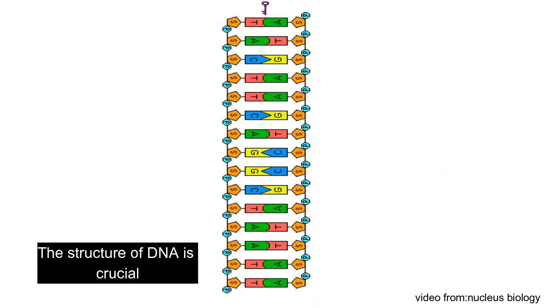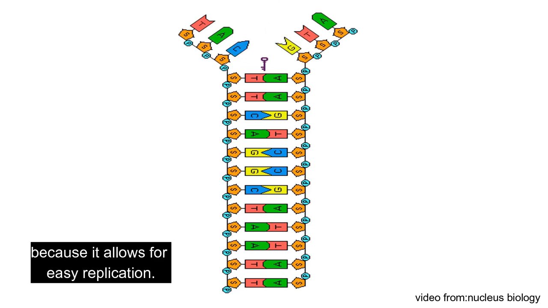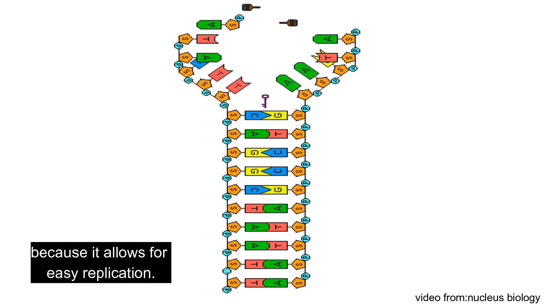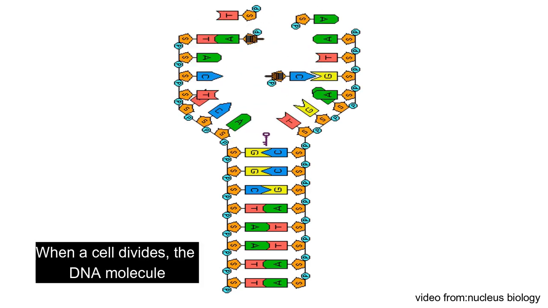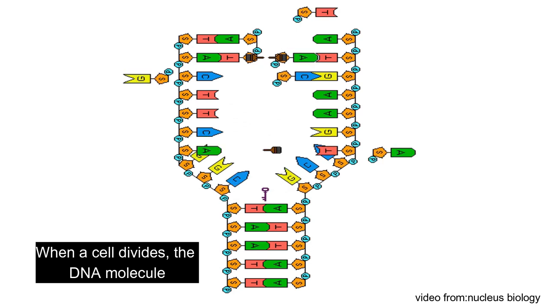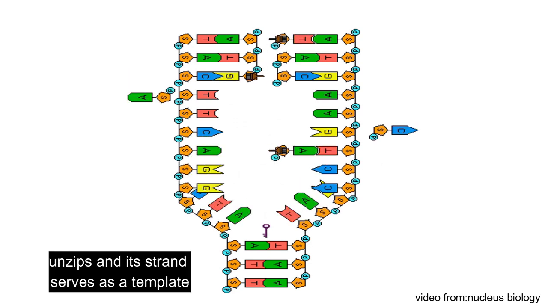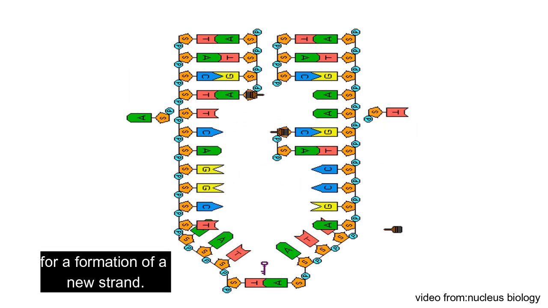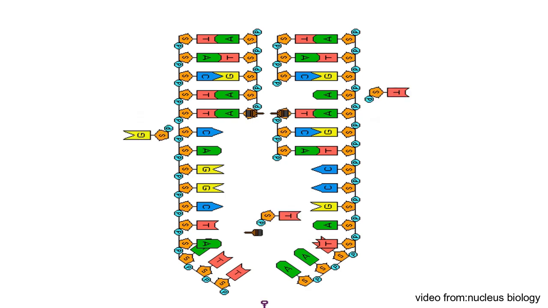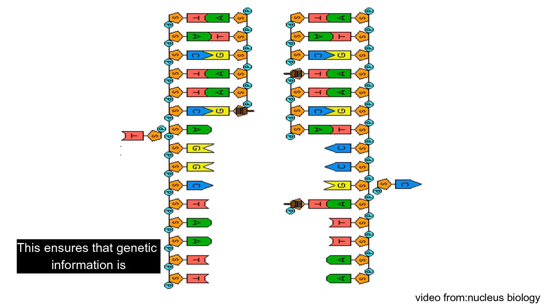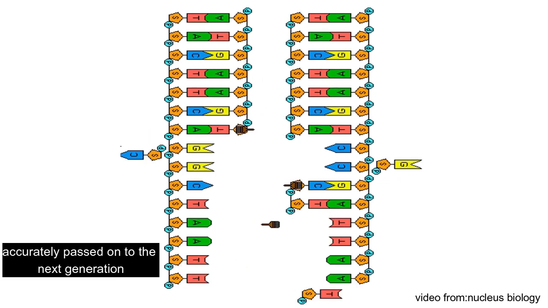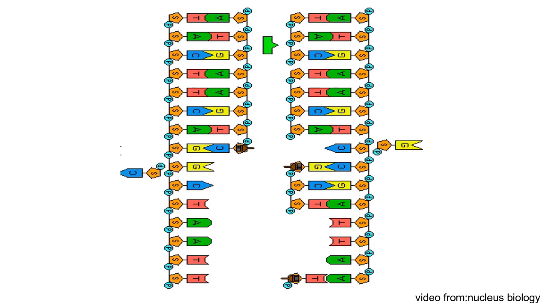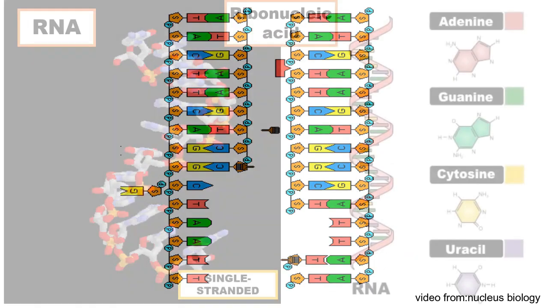The structure of DNA is crucial because it allows for easy replication. When a cell divides, the DNA molecule unzips, and each strand serves as a template for the formation of a new strand. This ensures that genetic information is accurately passed on to the next generation of cells.